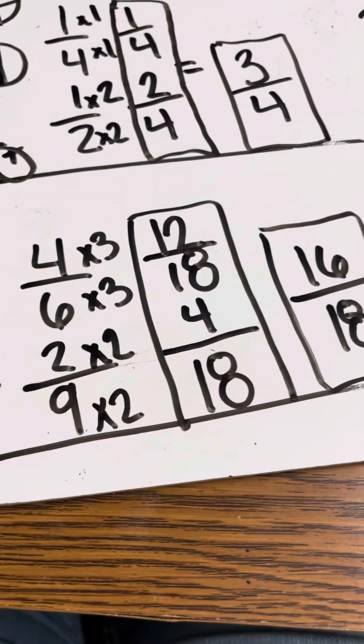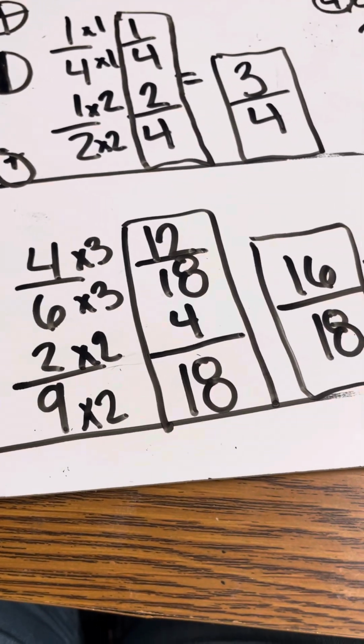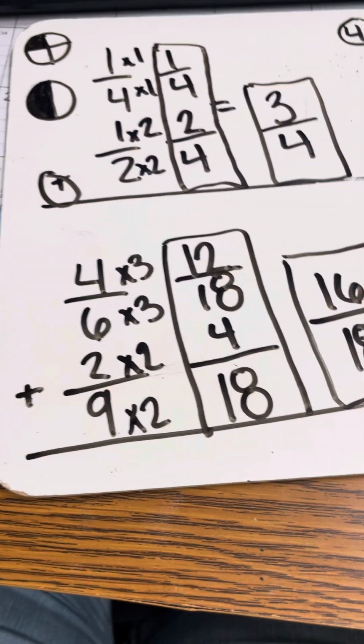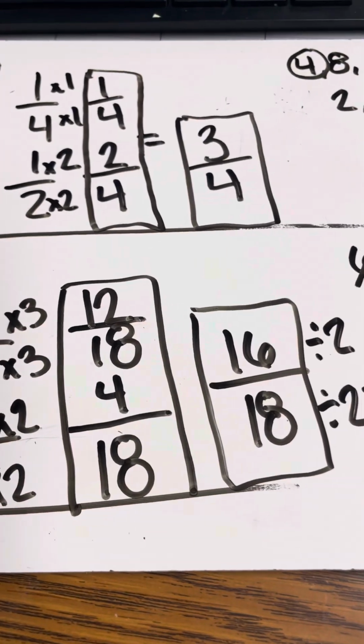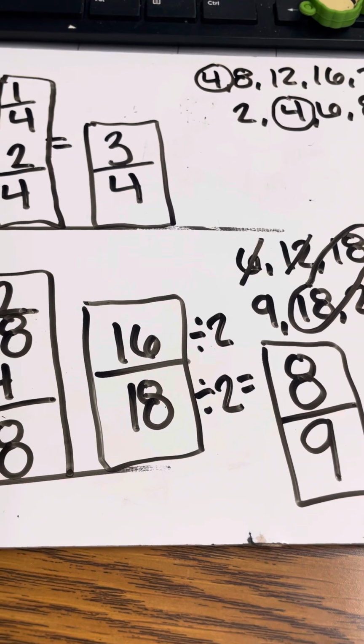So 4/6 and 2/9 added together gives you 16 over 18. But when reduced gives you 8/9.